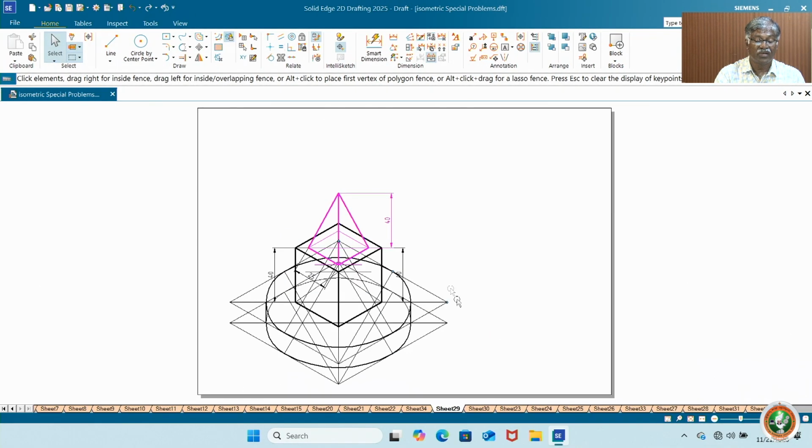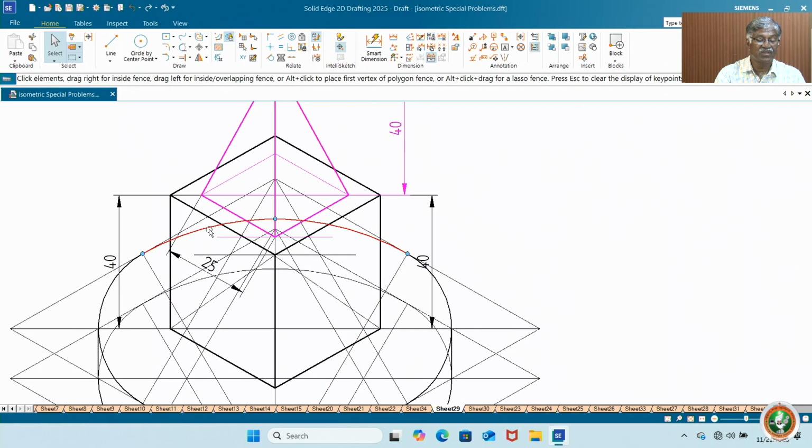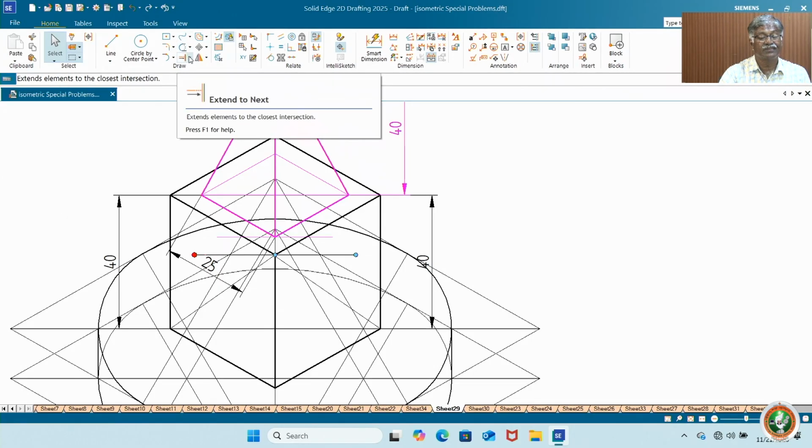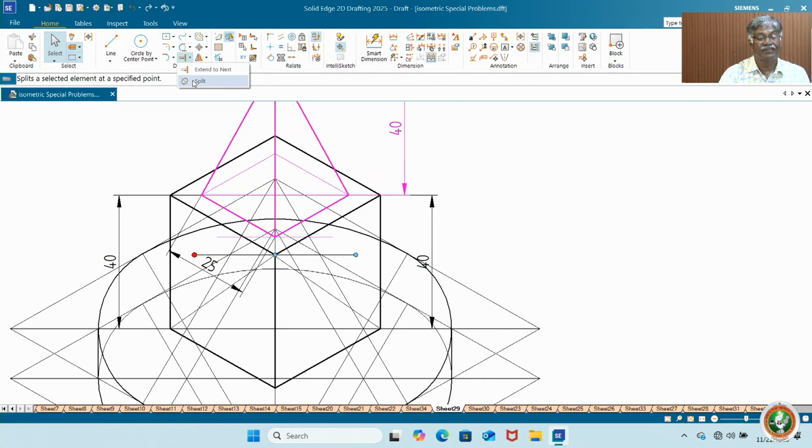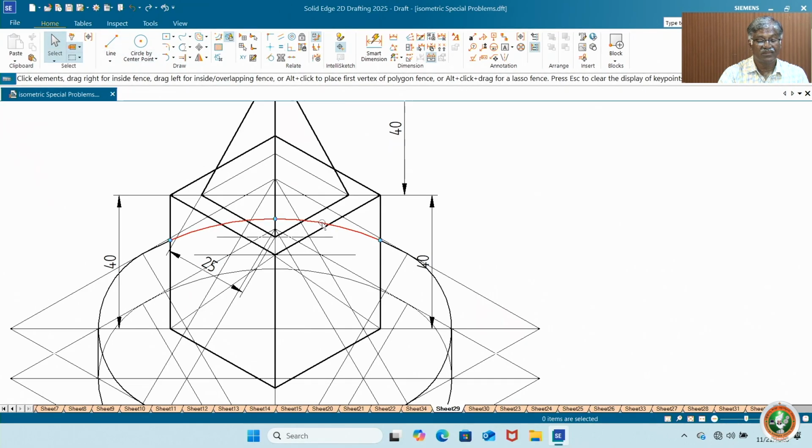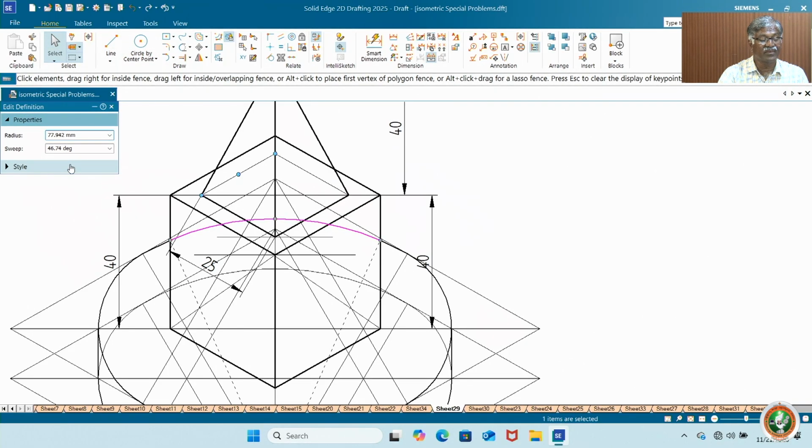Now make the edges invisible. See, from this point to this point, the top curved edge is not visible for the circular block. Now take this split, that you have done a number of times. This particular segment you have to split at this point. Again take the remaining segment and split at this point. Now this has become a separate entity. So select this entity and then make it light.